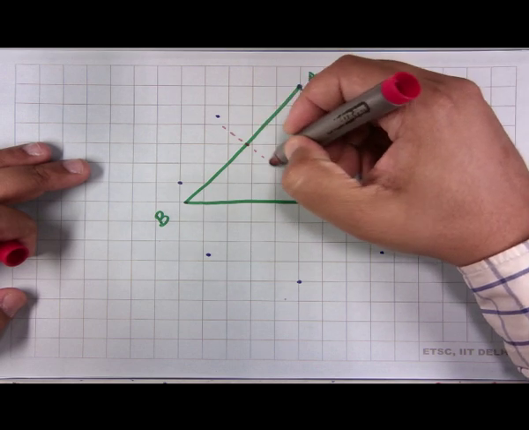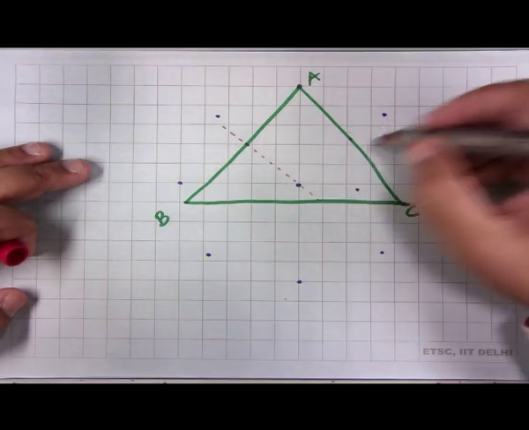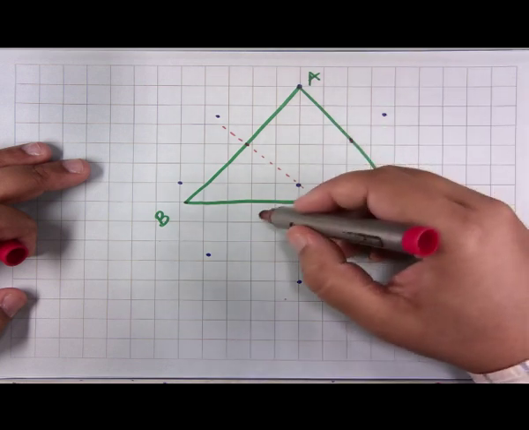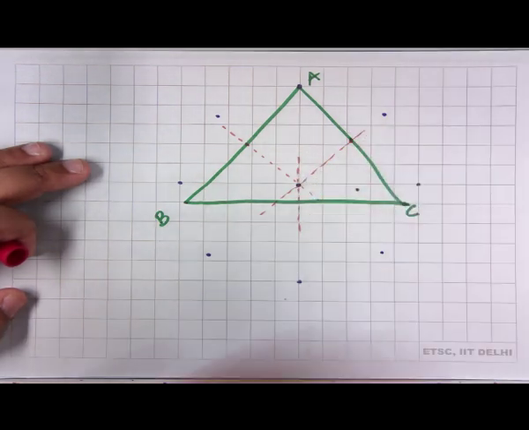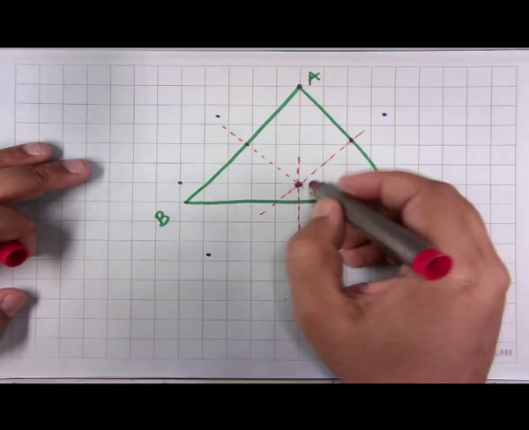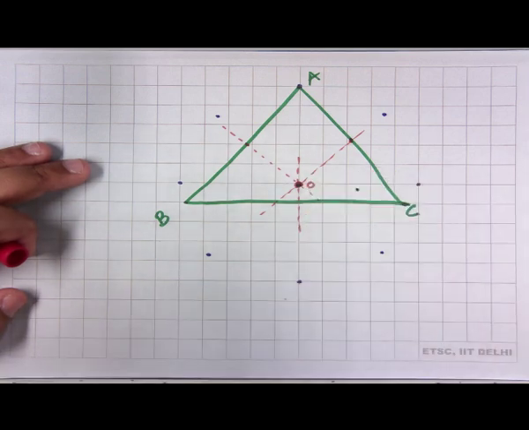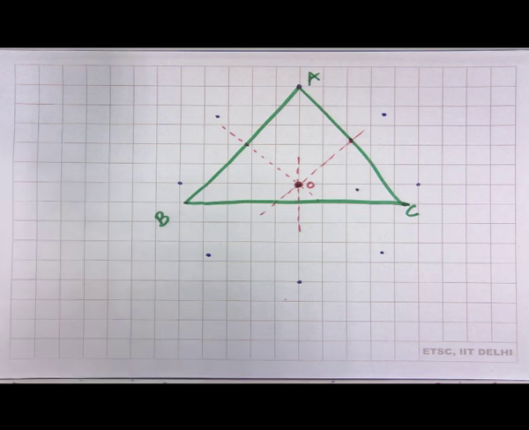So, let these be the perpendicular bisectors of the three sides, and they intersect at this point O. So, the point O is the circumcenter. The incenter on the other hand is given by the point of intersection of the angle bisectors of the three angles.